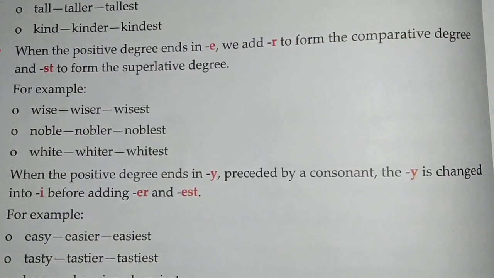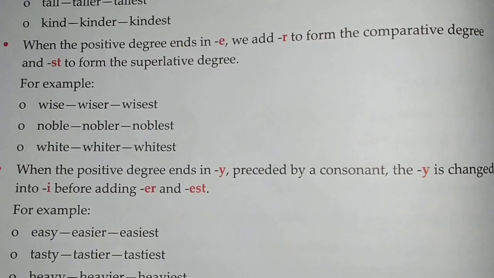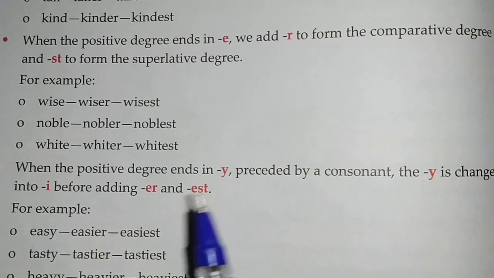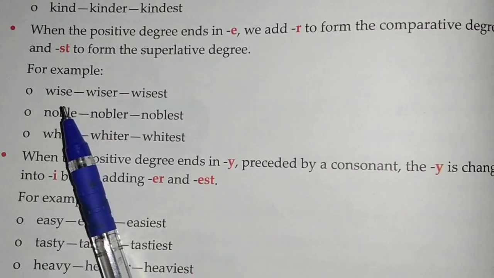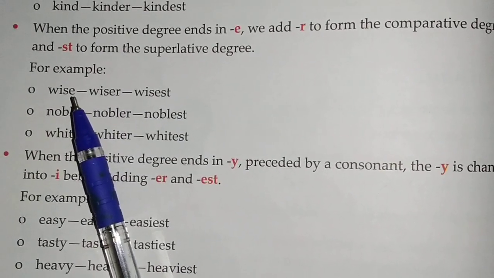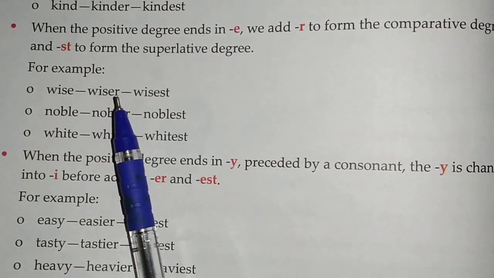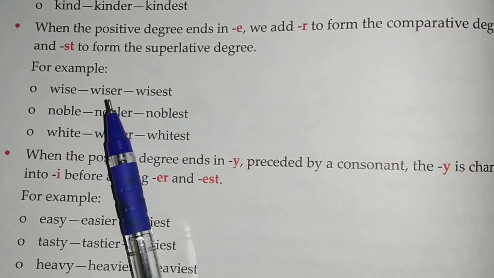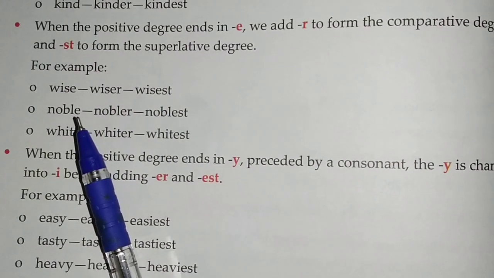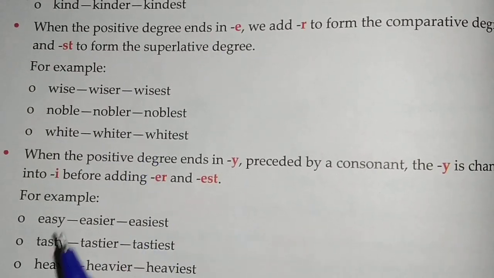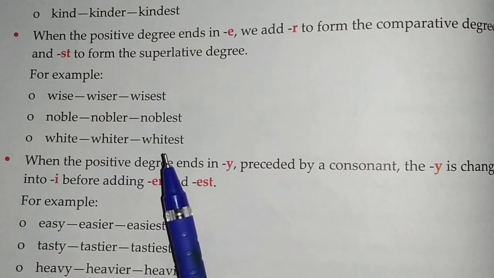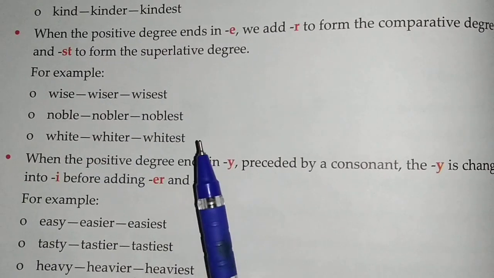Next one is, if the word already ends with E, then we simply add R and ST. No need to add ER and EST because E is already present. For example, the word wise. The word is ending with E, so there is no need to add another E. Simply add R and ST. The word becomes wiser and wisest. Next one is noble. By simply adding R and ST, the word becomes nobler and noblest. Next one is white. By simply adding R and ST, the word becomes whiter and whitest.